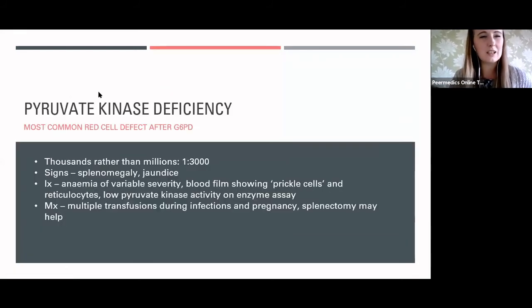Pyruvate kinase deficiency, you're a lot less likely to come across this, but it's another one of the metabolism defects like G6PD. It also presents with an extravascular hemolysis, so you do get splenomegaly, and you might get these things called prickle cells in your bone marrow aspirate, and generally a similar management to a combination of the two. So transfusions if they need it, splenectomy might help with symptoms again, but I wouldn't worry too much about that one.